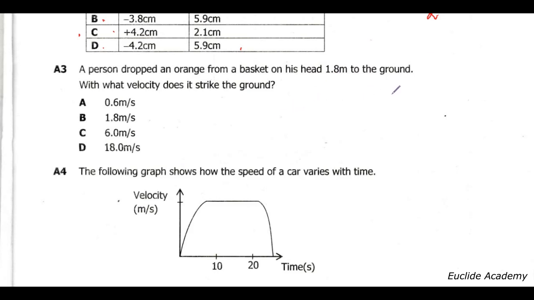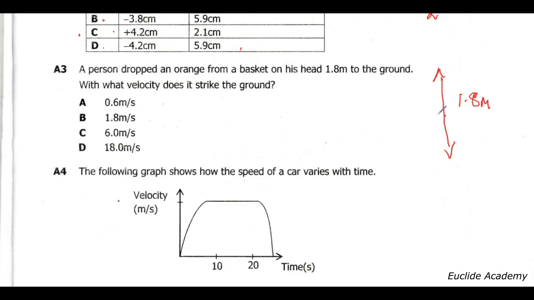Okay, so how you answer questions in physics, first of all, you collect the data, right? So here we have an orange falling from a person's head. A person dropped an orange from a basket on his head. So if this was the distance, his head 1.8 meters to the ground, up to this point we have 1.8 meters. With what velocity does it strike the ground?